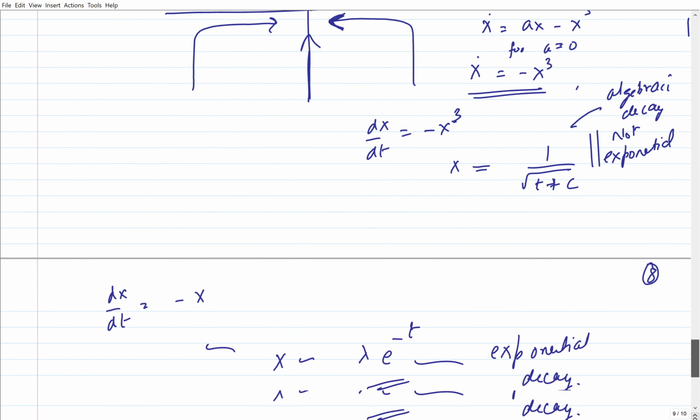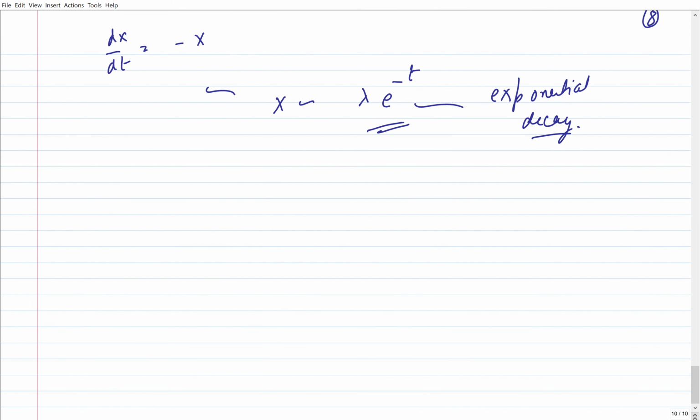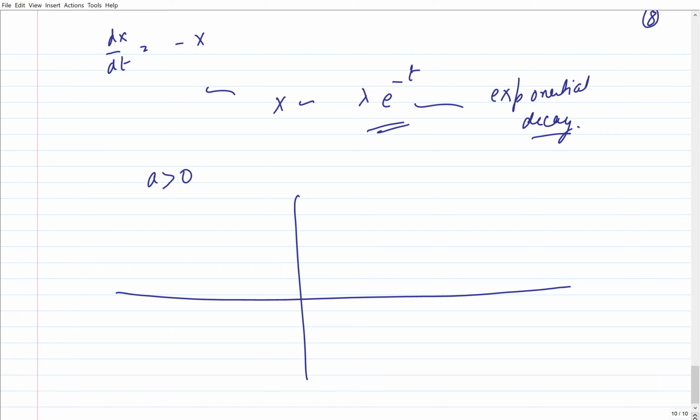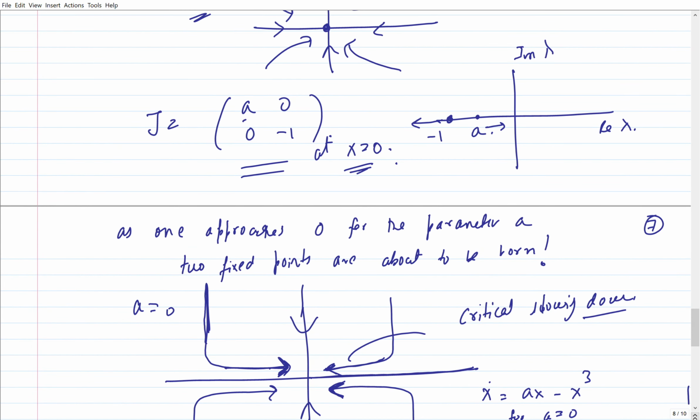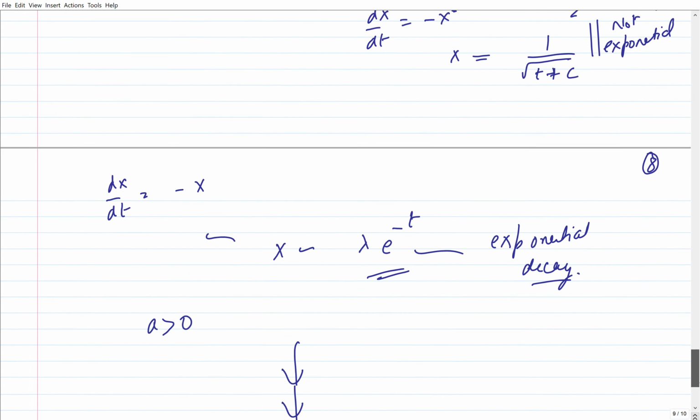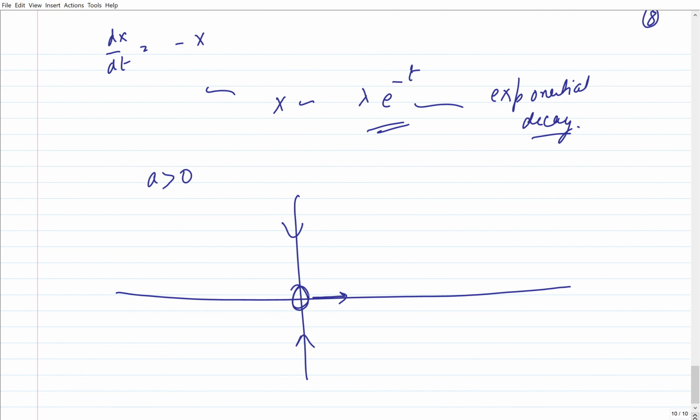And finally, for a greater than 0, this fixed point at x equals 0 loses its stability because in my Jacobian, I get one positive eigenvalue. So I have this as the repelling direction, and there are two more fixed points which are born.